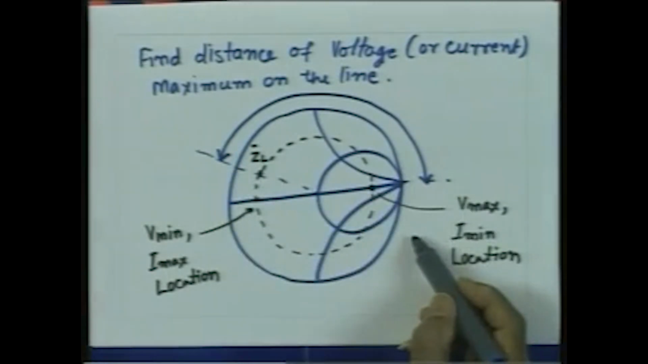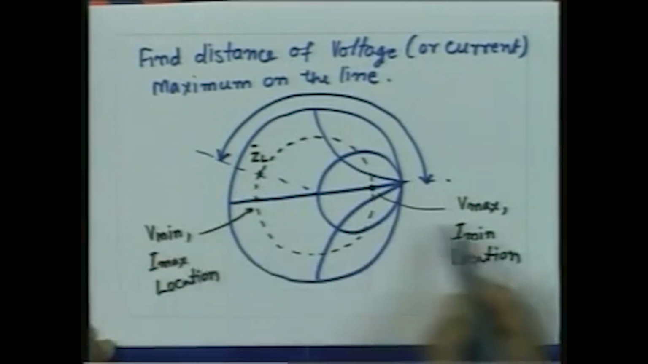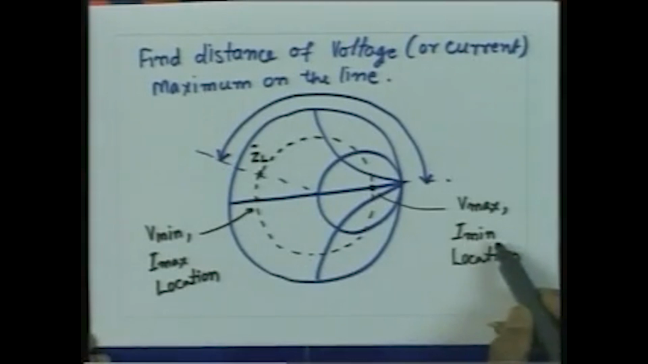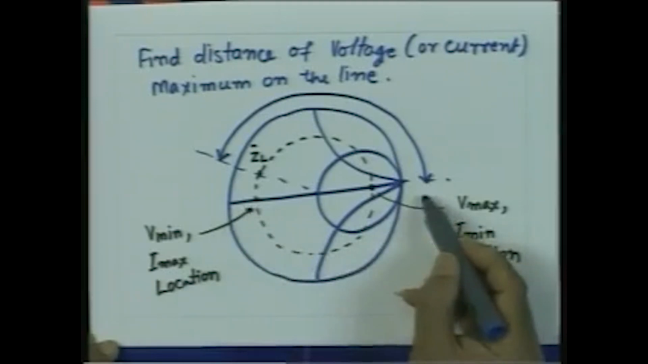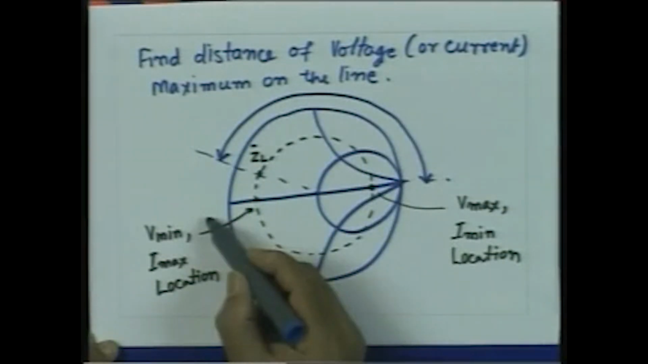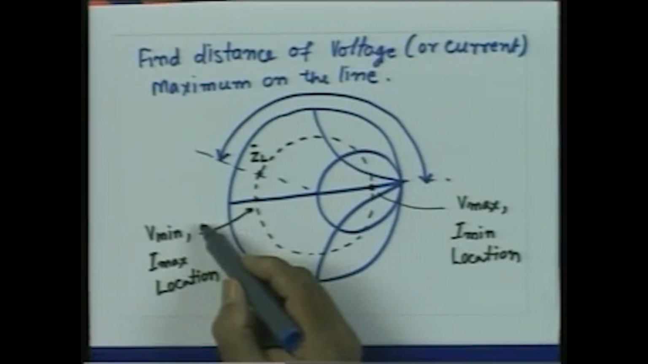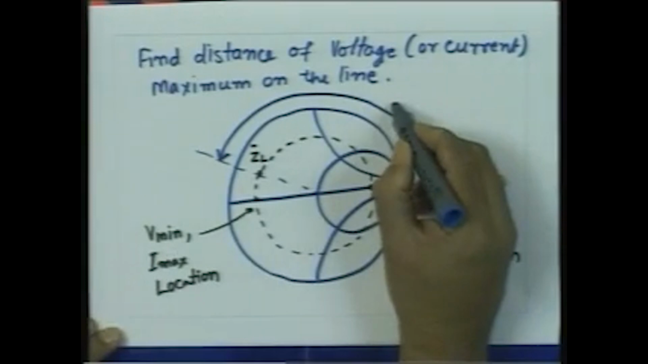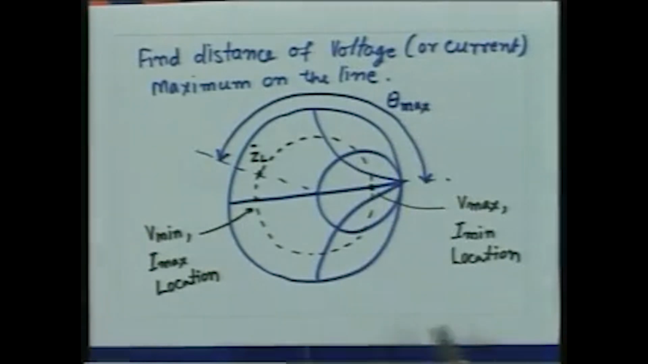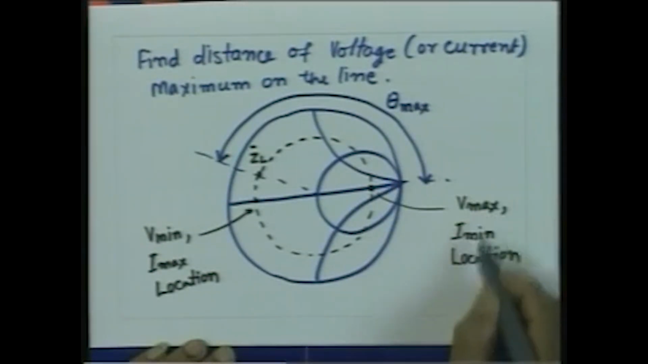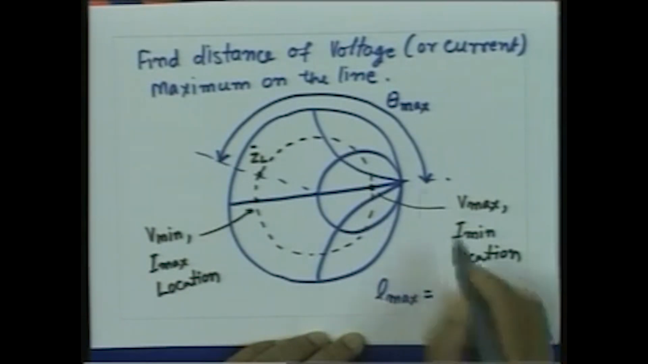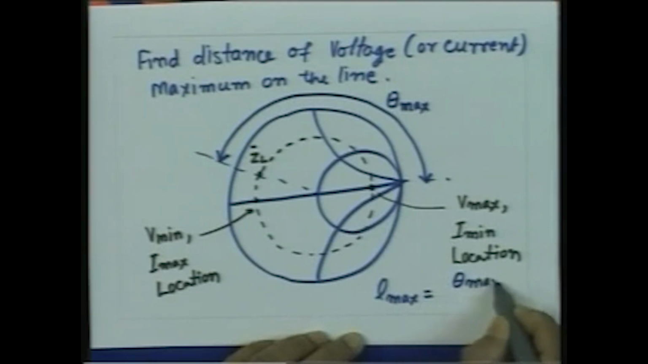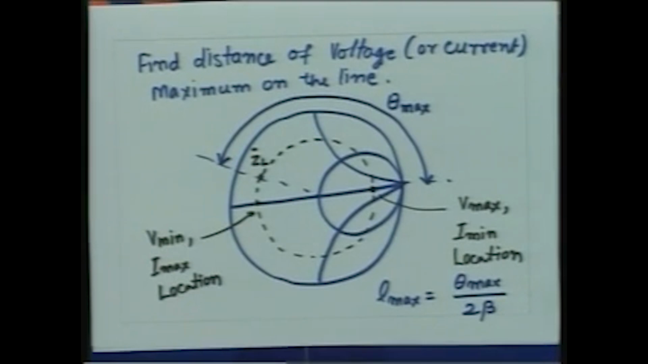I can use our understanding that the voltage minima and voltage maxima are separated by a distance of lambda by 4. So, I can add a distance of lambda by 4 to find out the location of voltage minimum once I know this distance, or I can measure this angle all the way up to this, divided by 2 beta, to find out the location of the voltage maximum. So, if this angle was theta max, then the location of voltage maximum, this L max, will be equal to theta max divided by 2 beta.